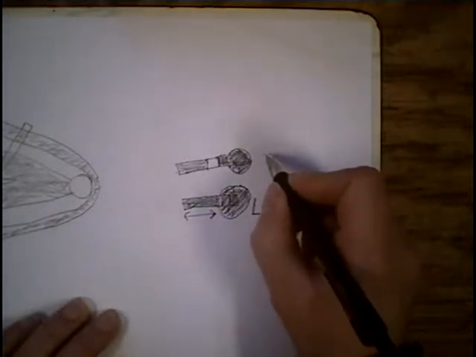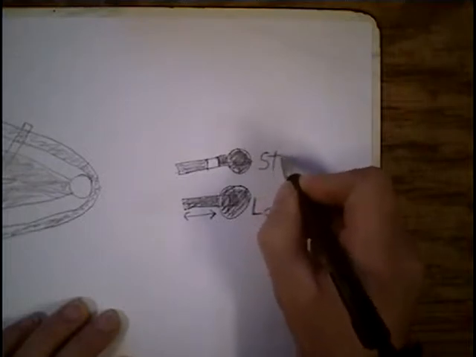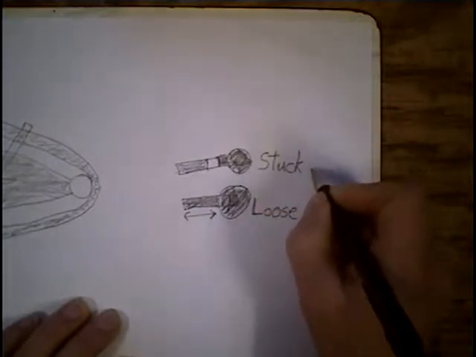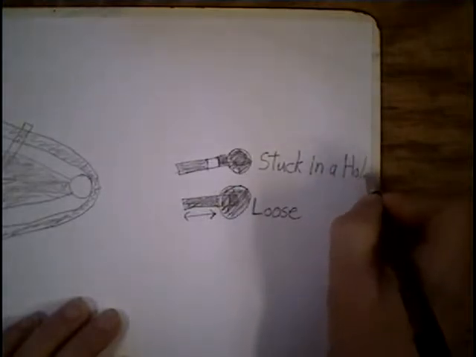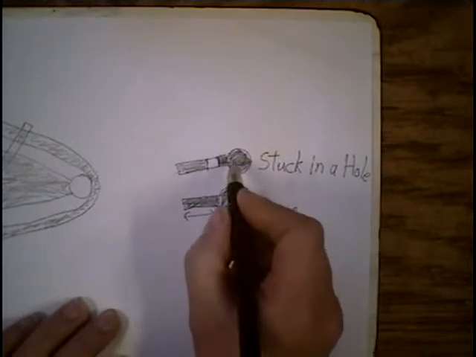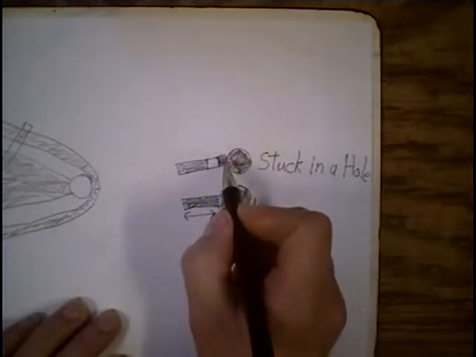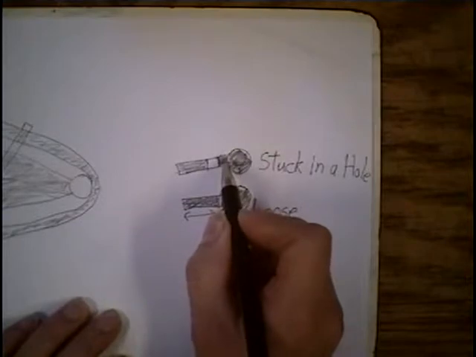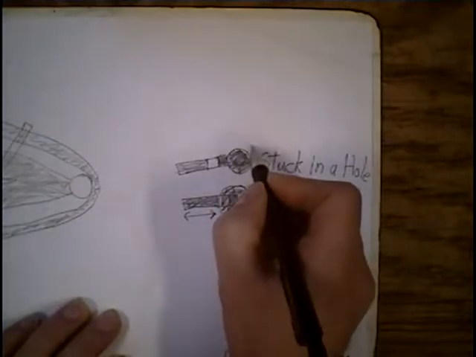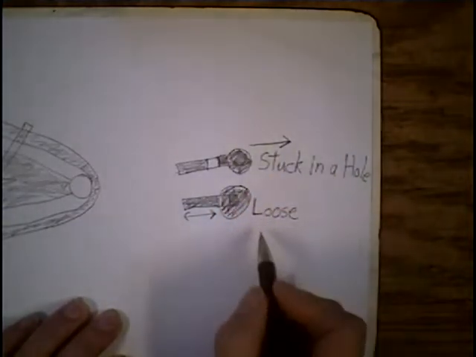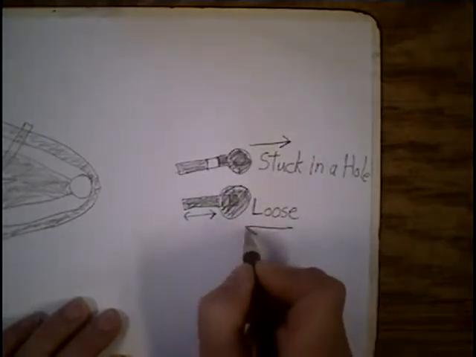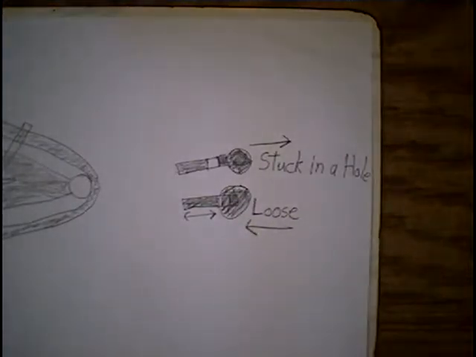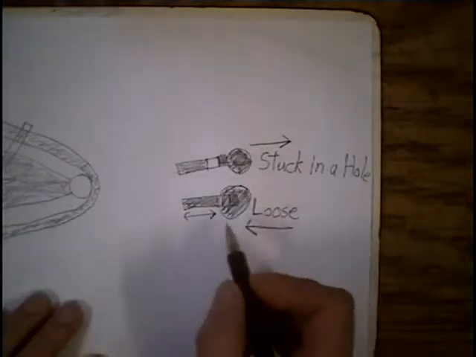And stuck in a hole is better accelerated by the high pressure part, and it's thrown this way, whereas a loose one is accelerated that way. So it all depends on the situation that the electron finds itself in.